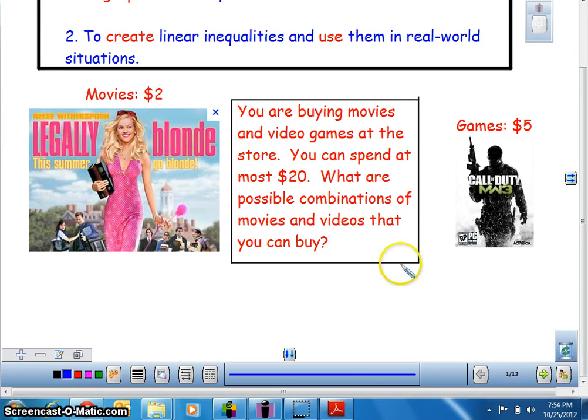And if you think about this, you're buying movies and video games at the store, and you can spend at most $20. What are the possible combinations of movies and videos you can buy? I'm sure you could come up with, oh, what if I only buy one movie and one game? That would work. And what we want to try and look at is what is an equation that we could use. We're going to be thinking about this in standard form, if you would. So if we're thinking about this, we could say, okay, it's $2 for a movie, plus it's $5 for a video game, and this has to be at most, which means can we have $20? No. At most is less or equal to our 20.